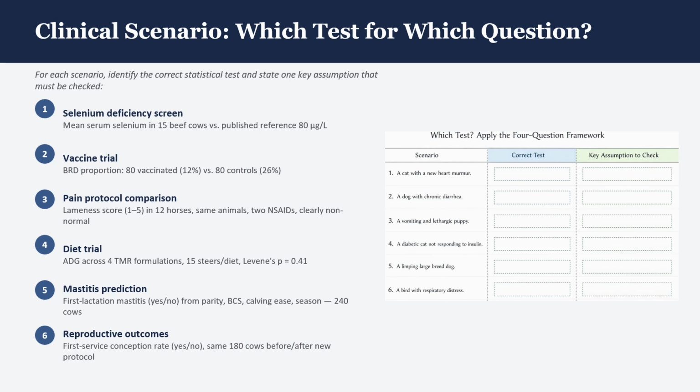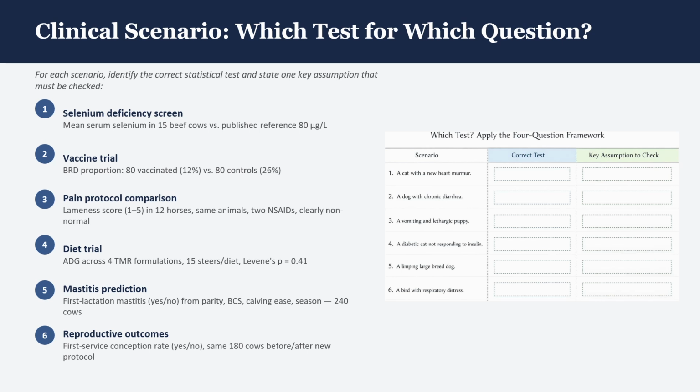Scenario 1, one sample t-test. One group compared to a known reference value, 80 micrograms per liter. Continuous outcome. Key assumption, check normality with a histogram or Shapiro-Wilk test. N equals 15 is small, so normality matters. If clearly non-normal, use Wilcoxon signed rank test against the reference value.